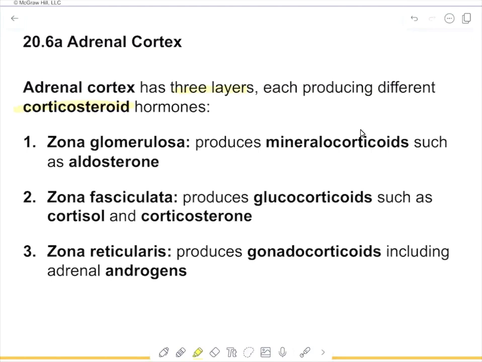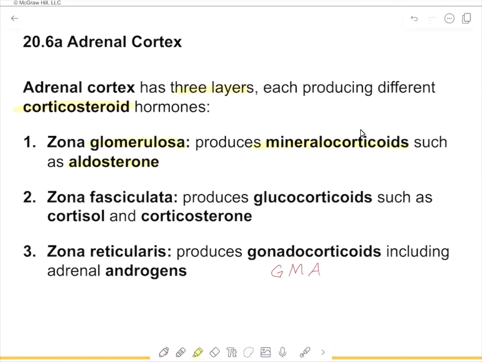So for the outermost layer of the adrenal cortex, we have what's called the zona glomerulosa, and it produces hormones called the mineralocorticoids, and that primary hormone is called aldosterone. So I'm going to start by just listing the first letter of the layer and the hormone. So we have the glomerulosa, which produces mineralocorticoids, and the most common is called aldosterone.